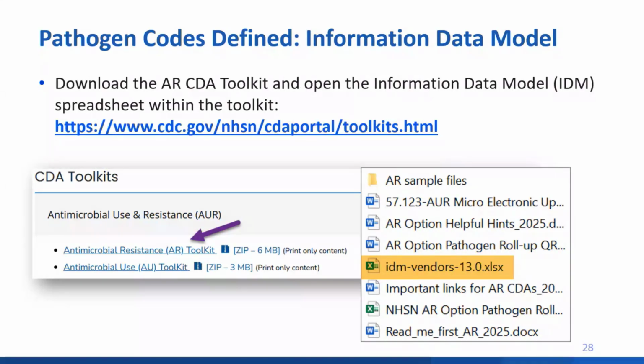Another way to determine what the pathogen codes stand for is by downloading the IDM, or the information data model, that is used by vendors to map codes for pathogens, specimen sources, drug susceptibility tests, etc., for reporting to NHSN. The IDM is located within the AR CDA Toolkit, which you can download on the CDA Toolkit's website linked on this slide. And you will need to open the spreadsheet titled IDM Vendors.